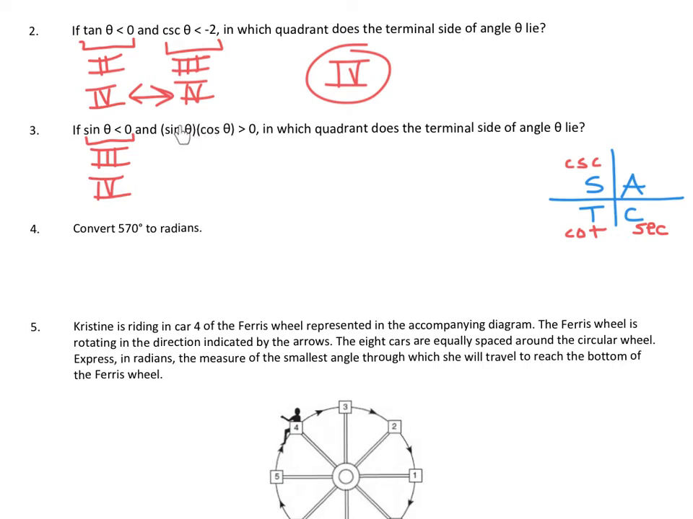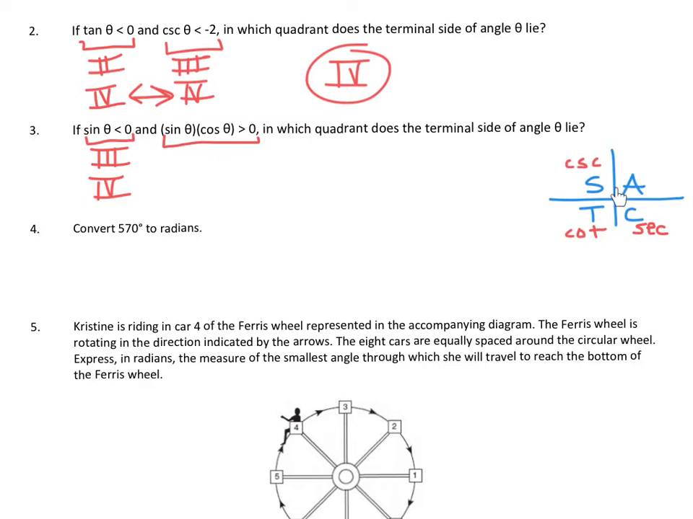Well, when you multiply two values, in order for them to be greater than 0, in order for them to be positive, they have to have the same sign. So what that means is they're either both positive or both negative. Okay, so let me say that again. When you multiply two values, in order for them to be positive, they have to have the same sign. So we're looking for where cosine and sine are both positive, and then also for cosine and sine are both negative.